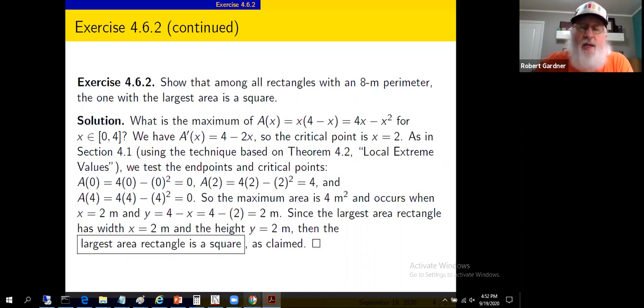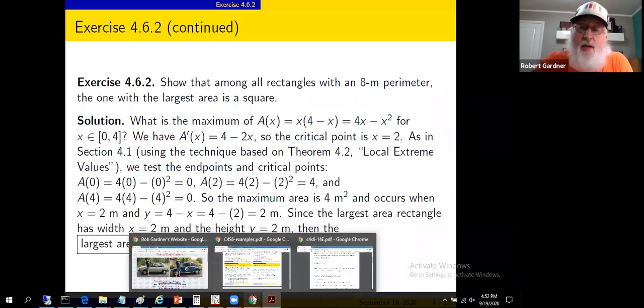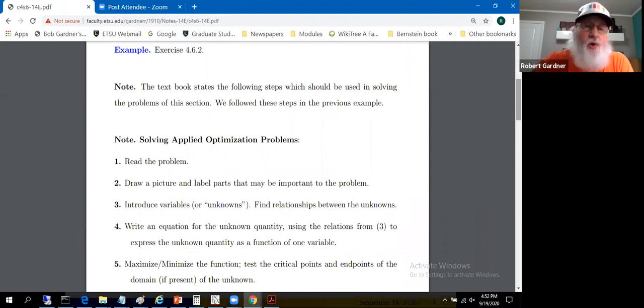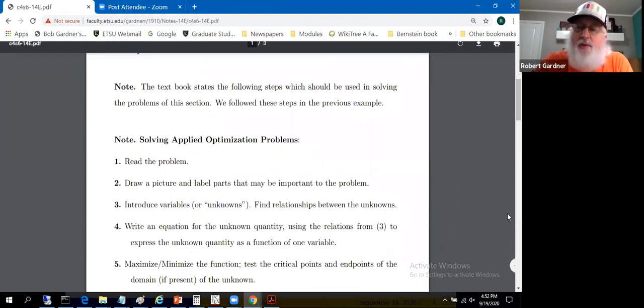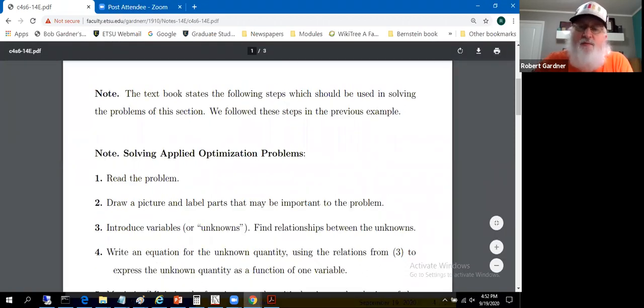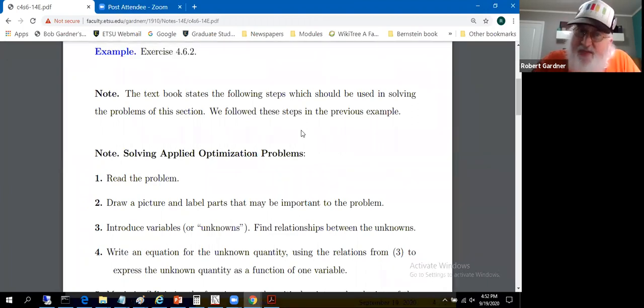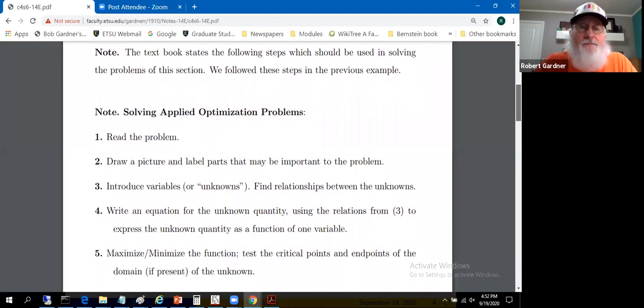So there is a max-min problem, and I got nothing really new to say other than the book gives a step-by-step procedure to work these kinds of problems, and we'll follow those. In fact, we followed these pretty much in what we just did. So the textbook states the following steps, which should be used in solving the problems of this section. We'll follow these steps. In fact, we just did.